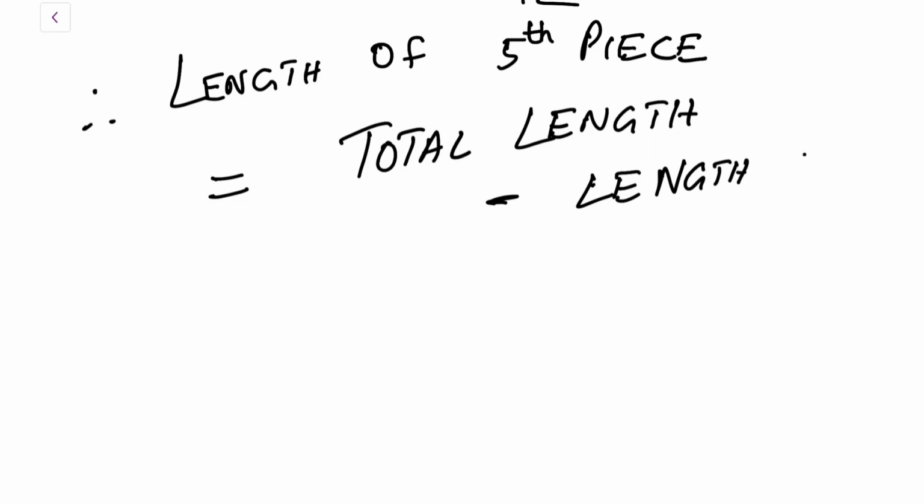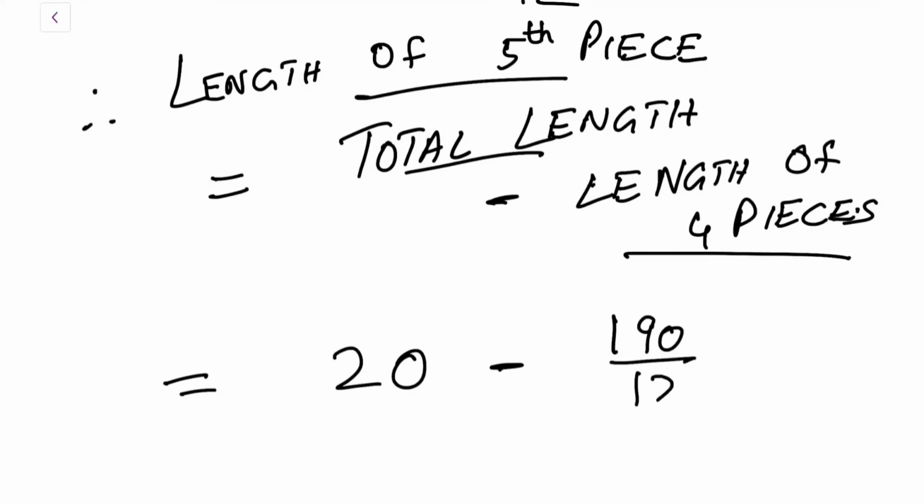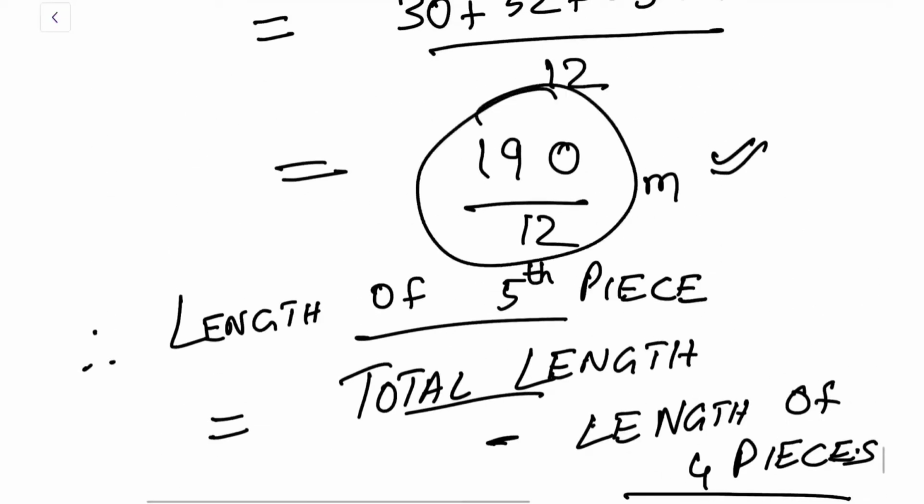Length of 4 pieces. From the total length, if you remove the length of 4 pieces, you will get the length of the 5th piece. So how do we do that? Total length is 20, and we got the total length of 4 pieces as 190 by 12. So we do 20 minus 190 by 12. Remember, this is what we got.